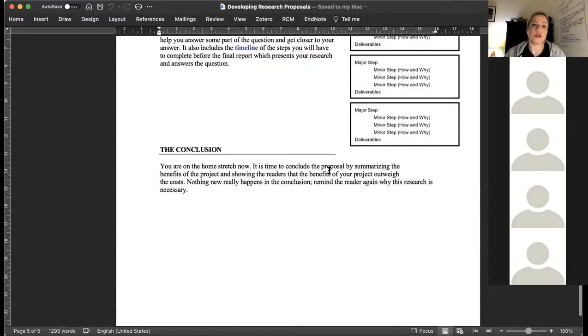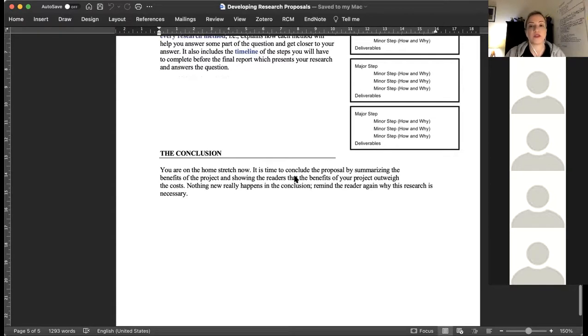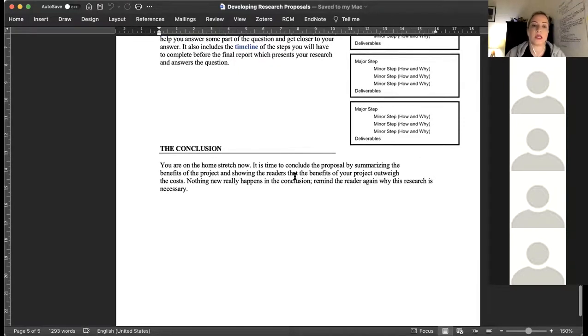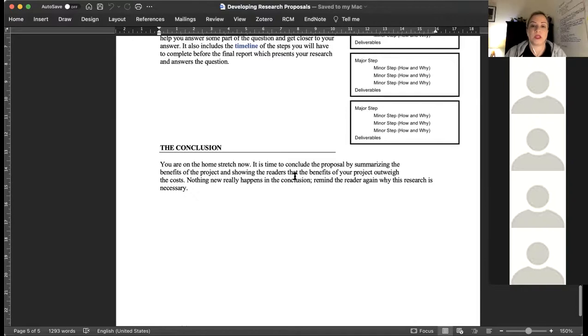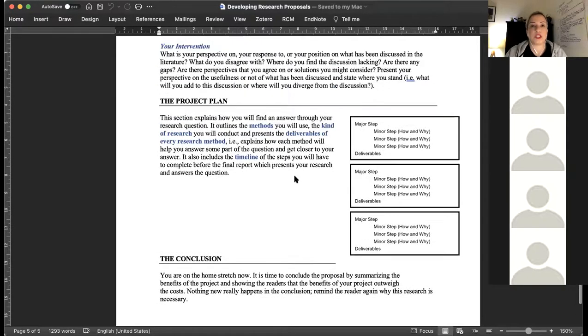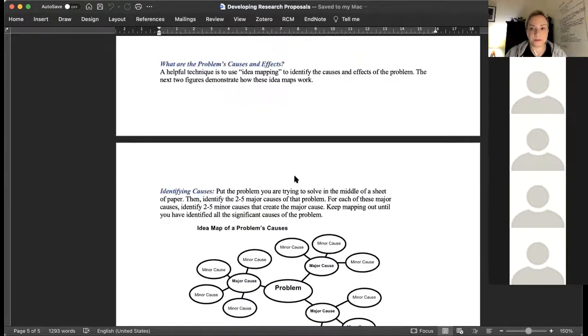The conclusion, you're on the home stretch now. It's time to conclude the proposal by summarizing the benefits of the project and showing the readers that the benefits of the project outweigh the costs. Basically, you're just reminding the reader again why this research is necessary.